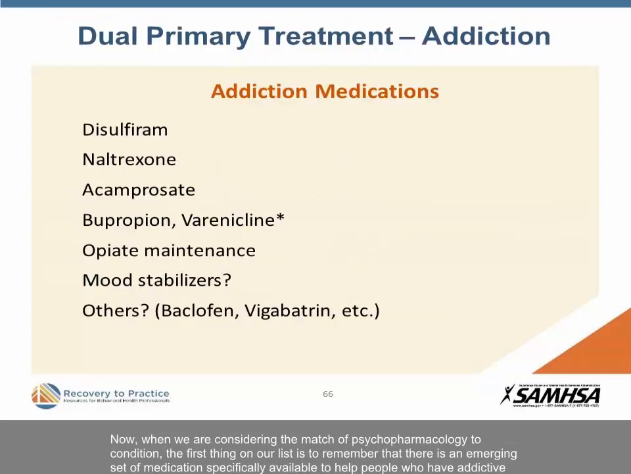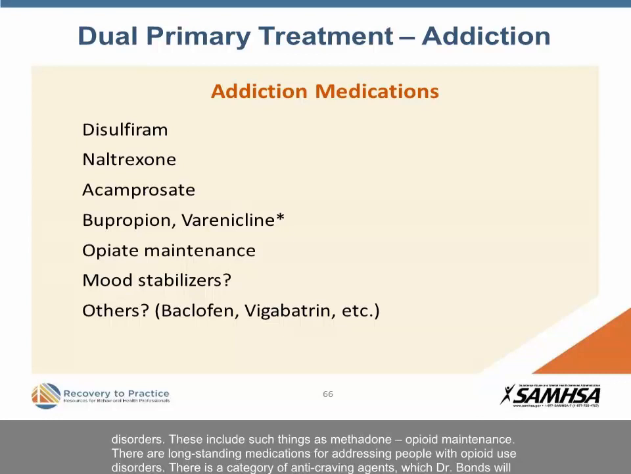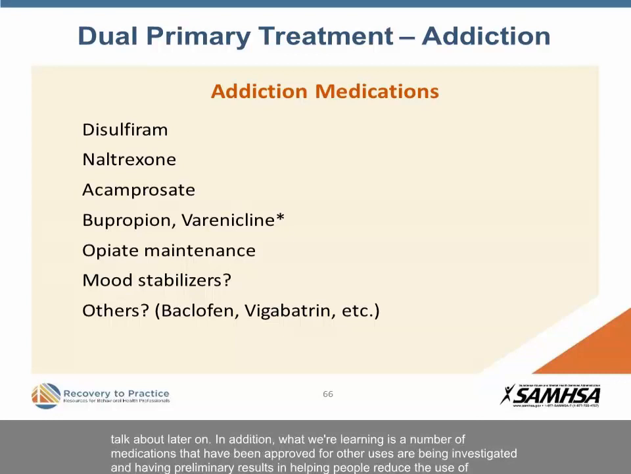Now, when we're considering the match of psychopharmacology to condition, the first thing on our list is to remember that there is an emerging set of medications specifically available to help people who have addictive disorders. And these include medications like methadone and Suboxone that are opioid maintenance therapy. There are long-standing medications like disulfiram or Antabuse for people with alcohol use disorders. Naltrexone as an opiate blocker, which is approved now for opiate maintenance for addressing people with opioid use disorders. But there are also a whole category of anti-craving agents, including naltrexone and acamprosate for alcohol use disorders, which Dr. Bonds will be talking about later on in this module.